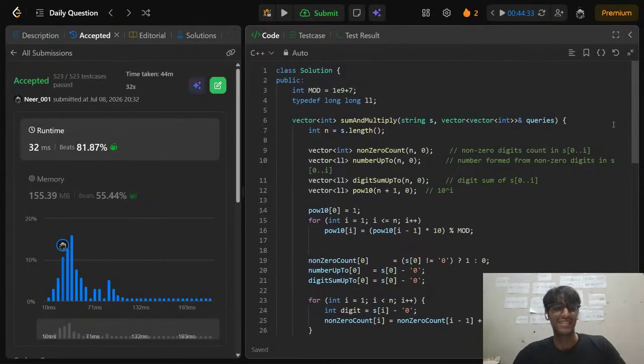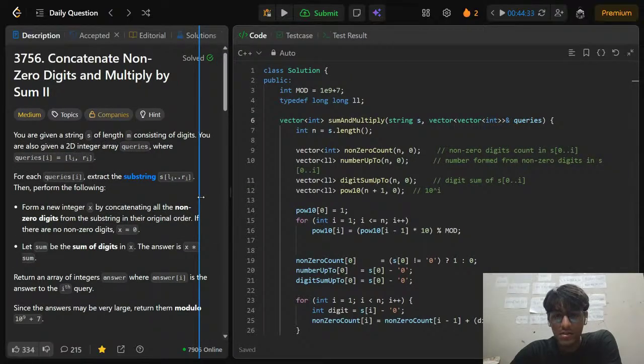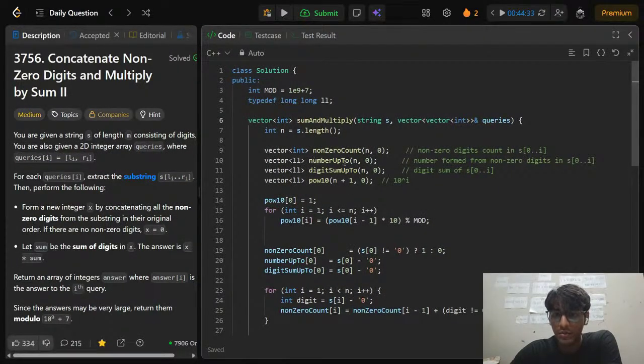So let's understand basically why this worked. So first of all, he did the basic stuff, which is int mod x equals 10 to the power 9 plus 7, basic typedef, which basically means that long long will be seen as LL, and some multiplier, basic. He created four arrays: non-zero count, numbers found, when non-zero digits and gave sum. I just saw him and I copied his.